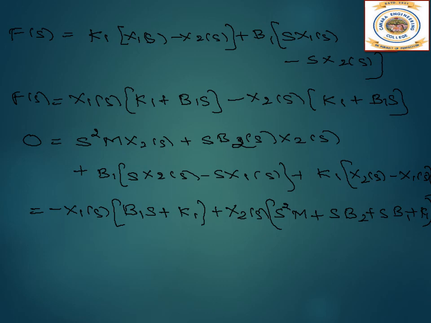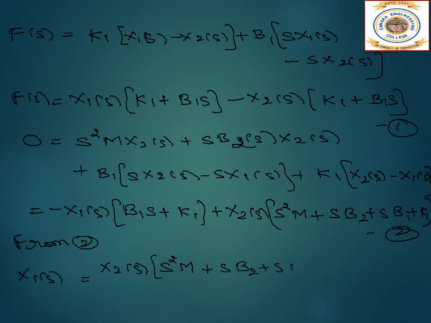Now we don't need x1, so I'll take equation 2 only. This is equation 1 and this is equation 2. From 2, I can get x1 of s in terms of x2 of s: x2 of s into (s squared m plus s b2 plus s b1 plus k1) all divided by (s b1 plus k1). So this is equation 3.